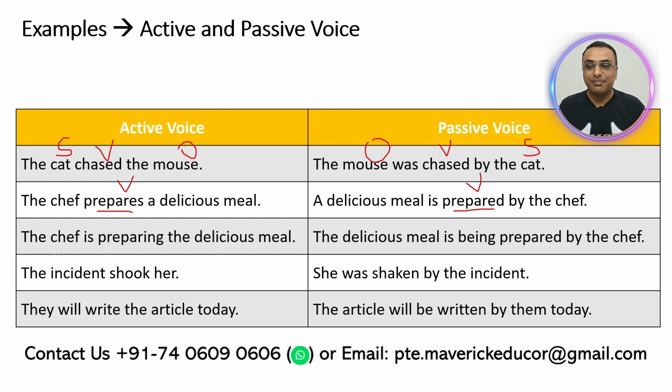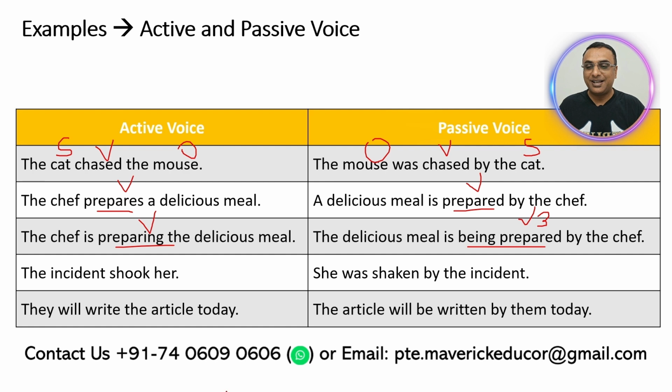Let's see another example. The chef is preparing the delicious meal. Here, preparing is the verb, which is in present continuous, and the delicious meal is being prepared by the chef. This becomes the passive voice of the sentence. Over here also you can see prepared in the V3 form. We will be explaining verb forms and tenses in another video. Make sure to watch that as well.